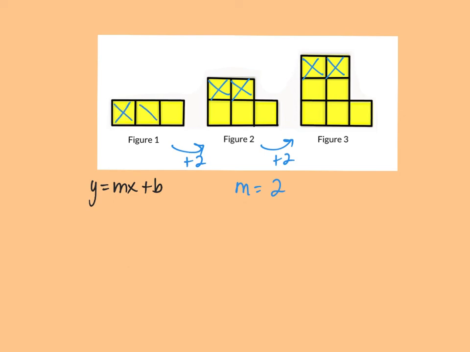So if I mark off 2 tiles in figure 1, that will get me to what figure 0 would have, which would be just 1 tile. So the b in this case would be 1. Now that we have both the m and the b, we can go ahead and plug those into our equation. So we will end up with y equals 2 for the growth, x plus 1 for the number of tiles in figure 0.